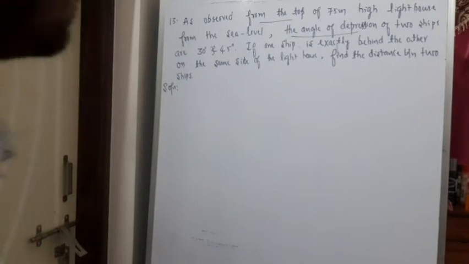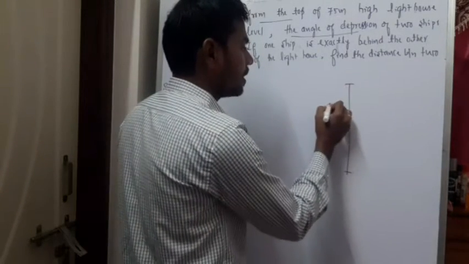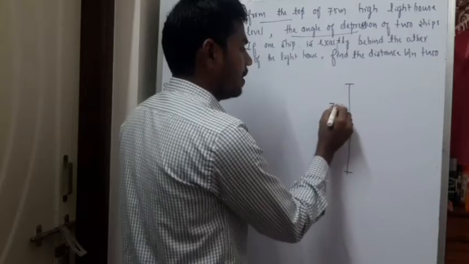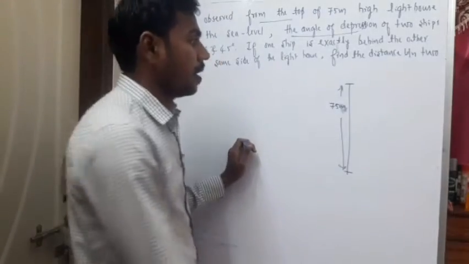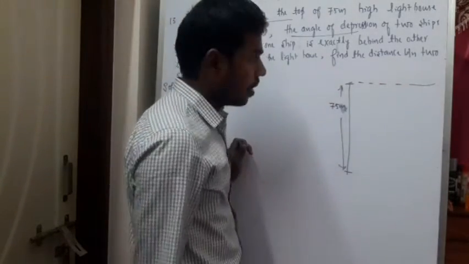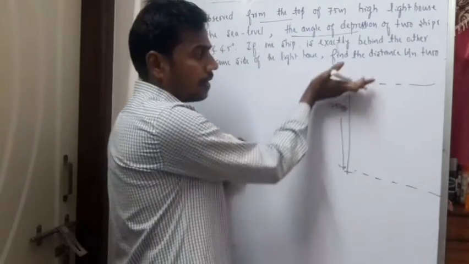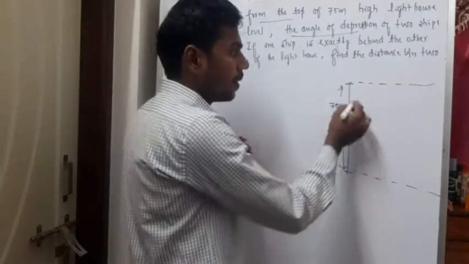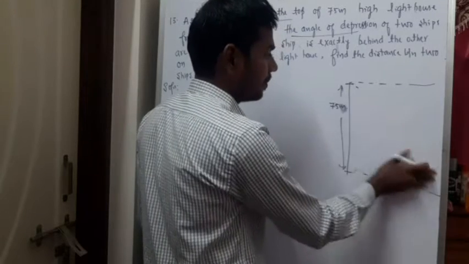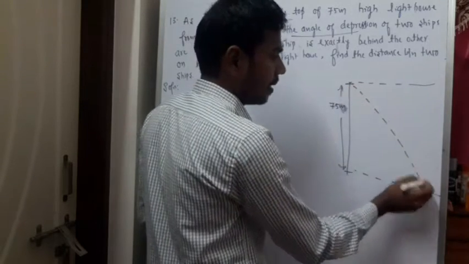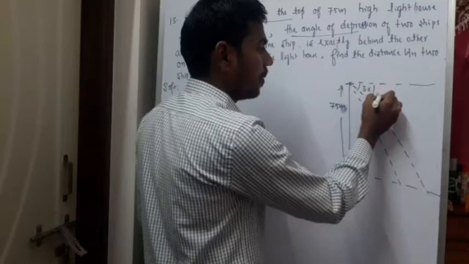Okay, now see, there is a lighthouse. This lighthouse is of height 75 meter. Fine. Okay, the lighthouse is of 75 meter and this is horizontal. So there is sea. From the sea level, the lighthouse is at 75 meter. So from this, the angle of depression for one ship is 30 degree, and for the other ship it is 45 degree.